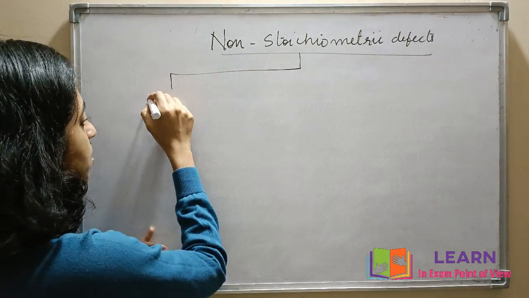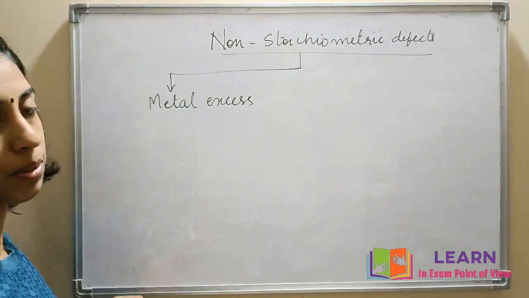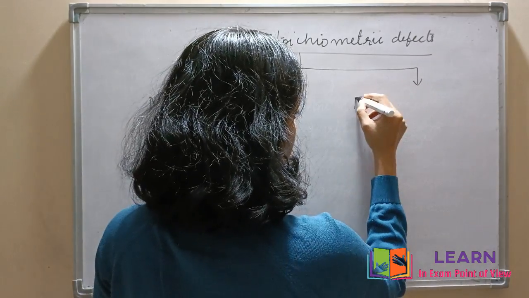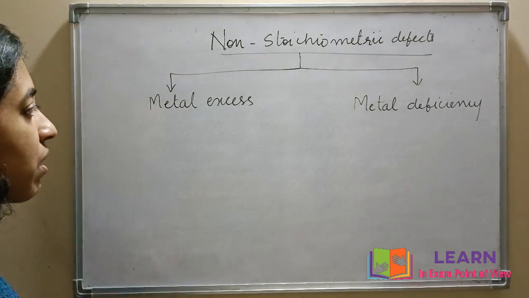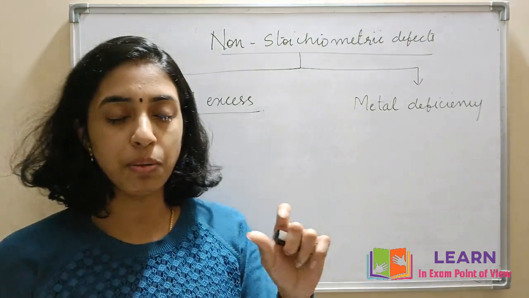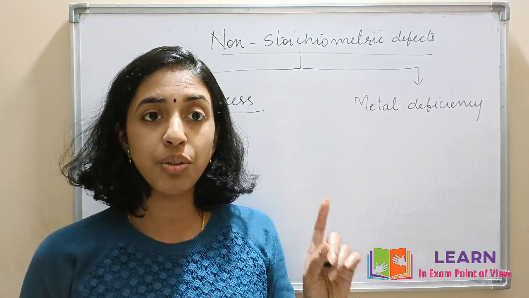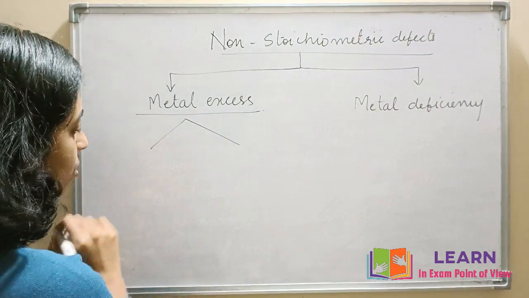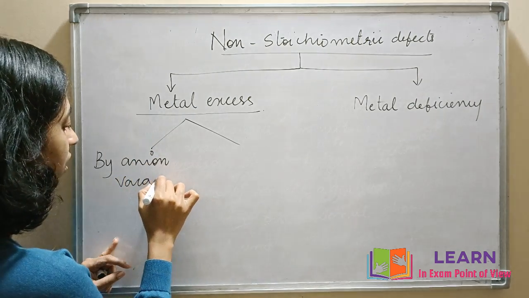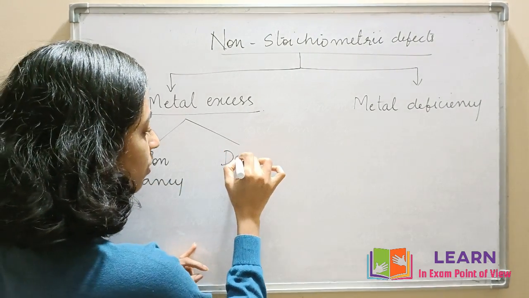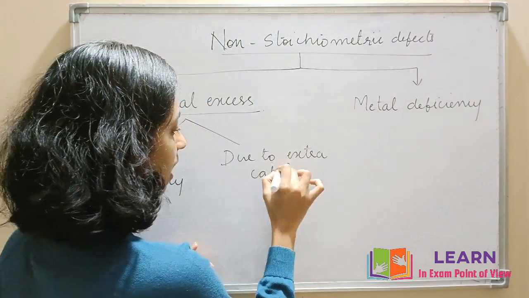It can be classified mainly as metal excess defect, okay? Metal excess defect, first type. Then the second type is metal deficiency. Fine. Okay, so first we will discuss what is metal excess defect. From the word meaning, metal excess means one metal is extra in the crystal. So here it is due to two things. It can again be classified into two. One, it is by anion vacancy. Second one, due to extra cation.